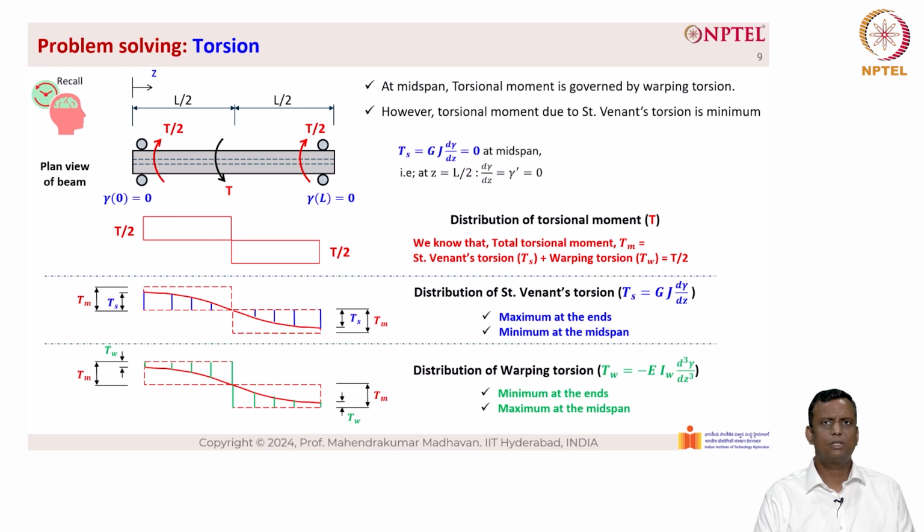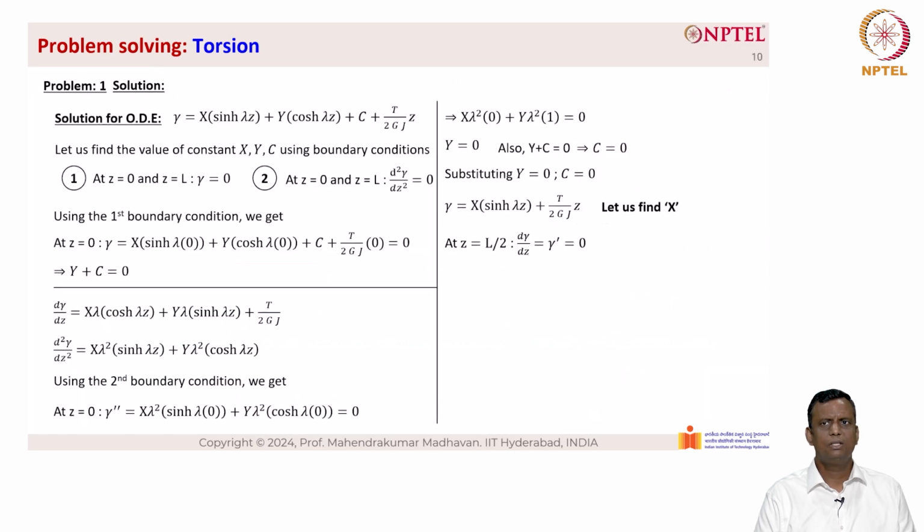So T sub S equal to GJ into d gamma by dz is equal to 0 at midspan, as you can see from the figure here. So at z equal to L by 2, d gamma by dz equal to gamma dash is equal to 0. So using this condition, we can substitute and find out the value of x. So let us find x using this boundary condition. So at z equal to L by 2, d gamma by dz equal to gamma dash is equal to 0.